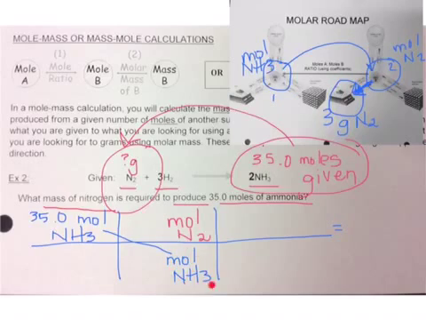So I find my moles of ammonia in my balanced equation, and it's 2. Find my moles of nitrogen in my equation. It's an imaginary 1. So I'm going to put my 2 on the bottom and my 1 on the top. There's my mole to mole ratio. Moles of ammonia cancels with moles of ammonia. Now we're in moles of nitrogen.